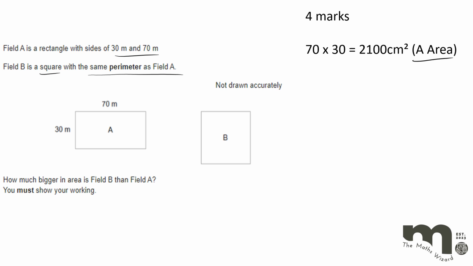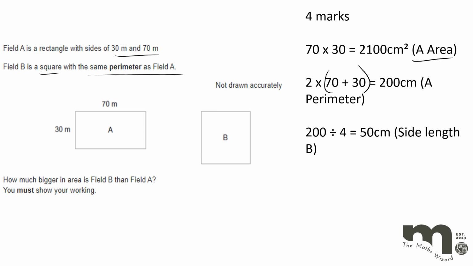Then I've done the perimeter of field A. So 70 add 30, I should have got brackets around there as well though, sorry about that. So we've got brackets there. We've got 70 add 30 and then I've multiplied that by 2, which is 200 centimeters. So that's the perimeter of A. Now if I divide that by 4, that gives me 50 centimeters, because remember it's telling you that the perimeter is the same for field B as field A.